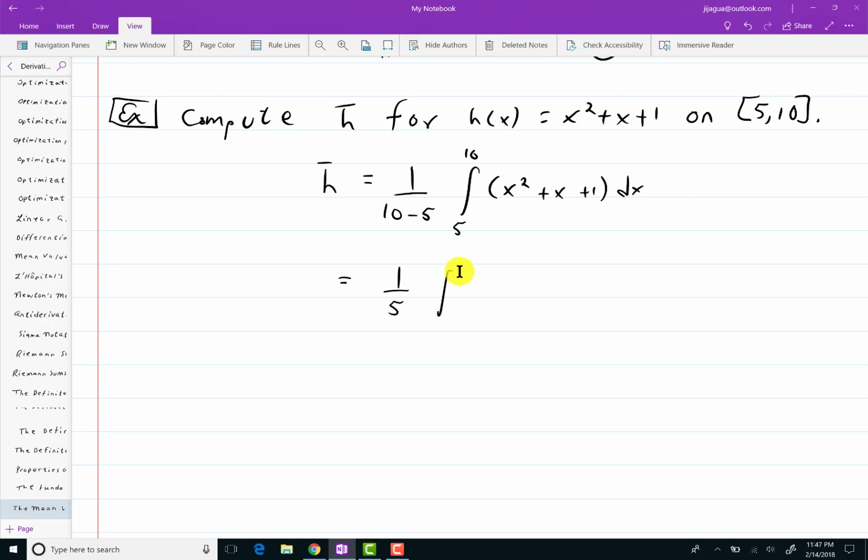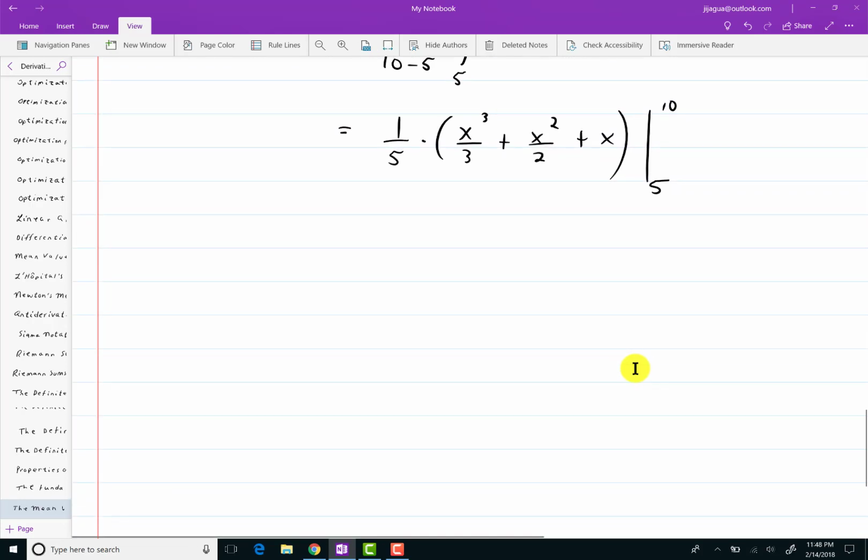Actually, let me go ahead and do the antiderivative now. I think that's not a big deal. The antiderivative of x squared is x cubed over 3, plus x squared over 2, the antiderivative of x is x squared over 2, and then finally plus x. And then we put this vertical bar, 5 to 10. Let's go ahead and plug those in and see what we get.